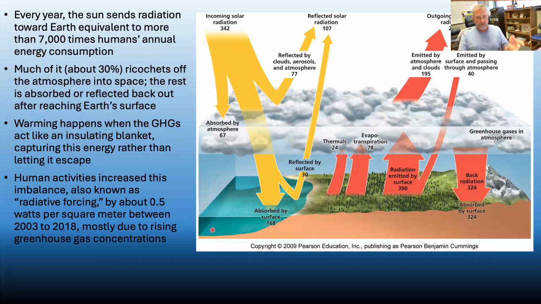So every year, actually every second of every day, the sun is sending radiation towards the Earth equivalent to more than 7,000 times humans' annual energy consumption. So way more than what we as a species use. About 30% of it ricochets off of the atmosphere, or is reflected off of the upper atmosphere and back out into space. The rest of that is absorbed or reflected back out after it's reached Earth's atmosphere. So it's either absorbed in the atmosphere or on the surface of the Earth, or reflected back out into space by these different surfaces.